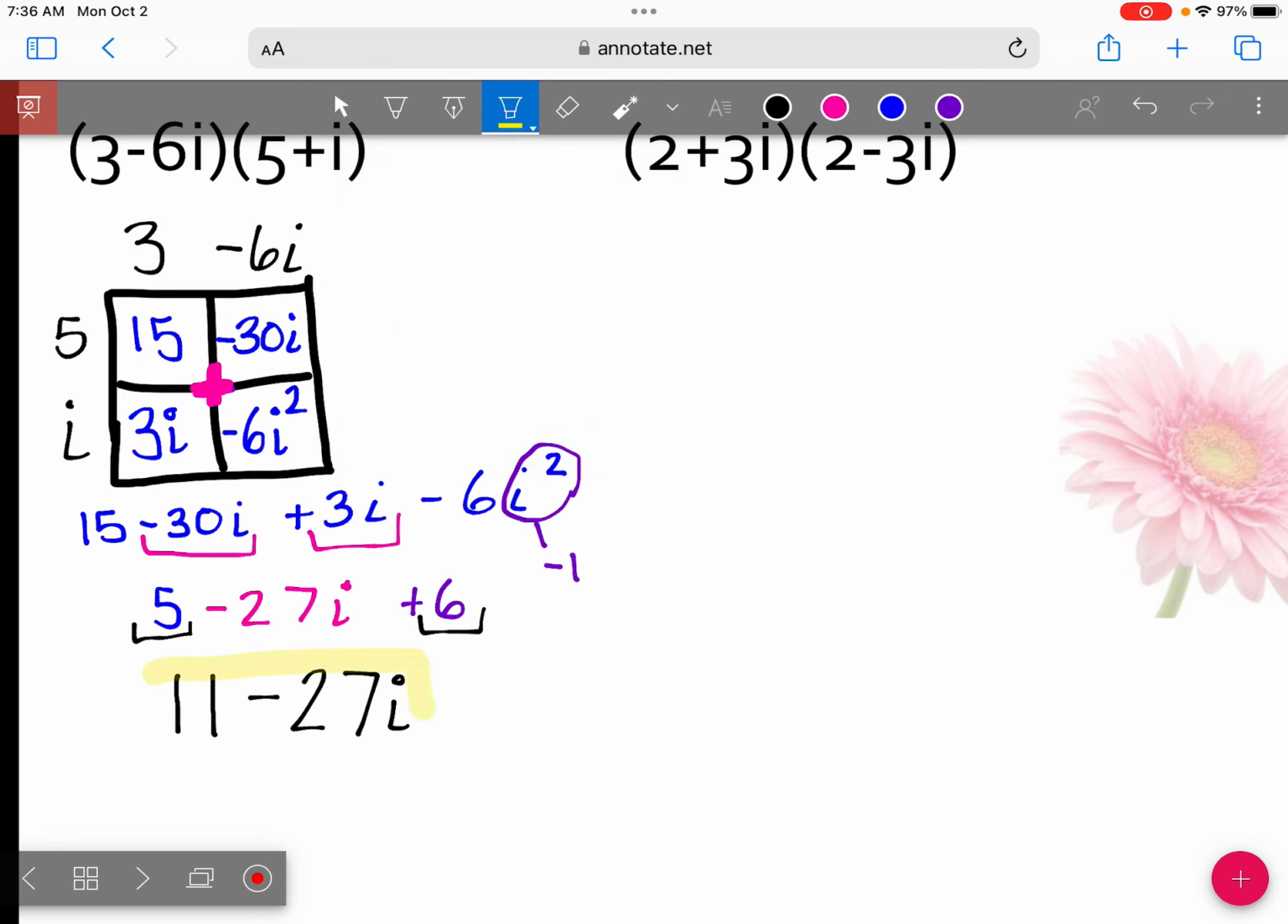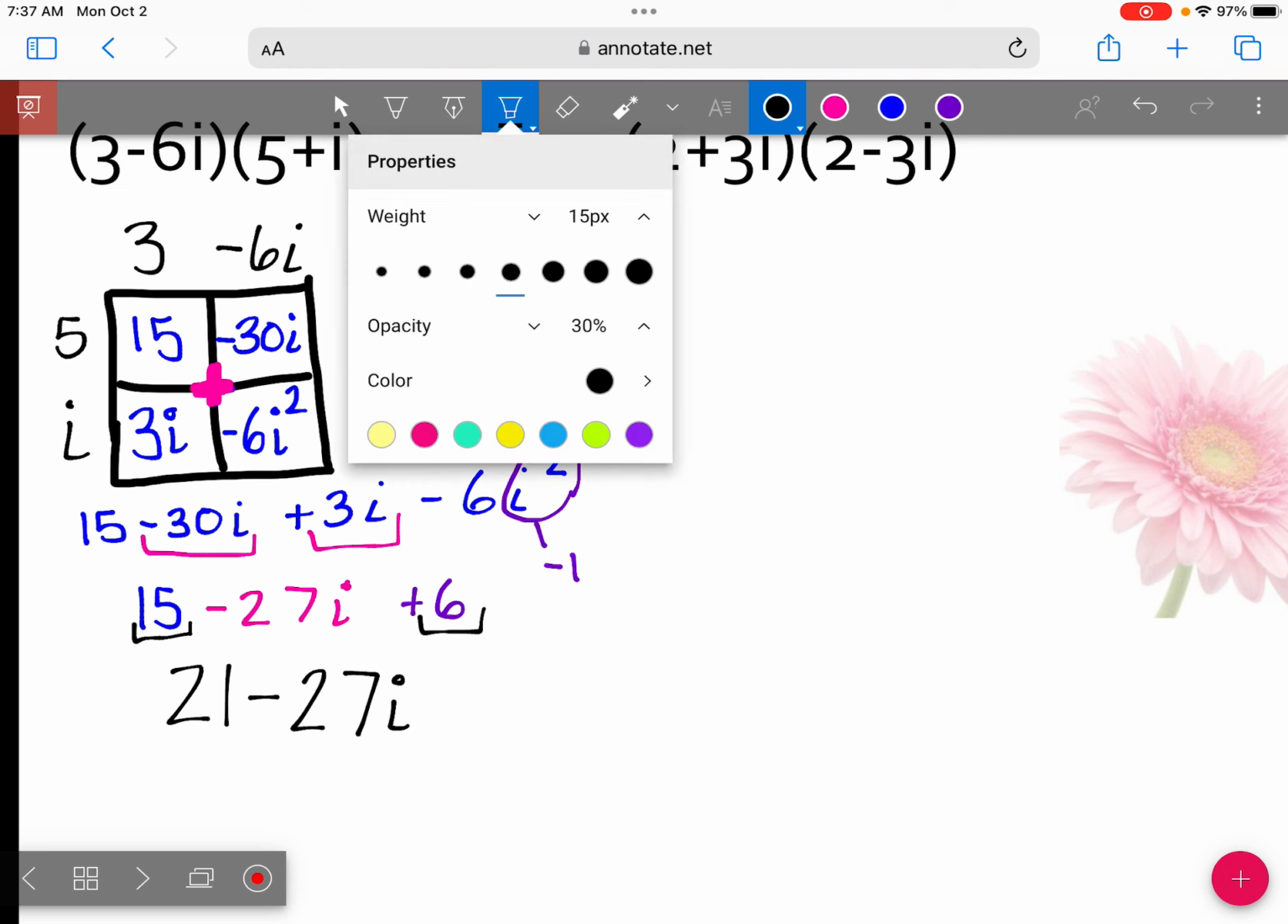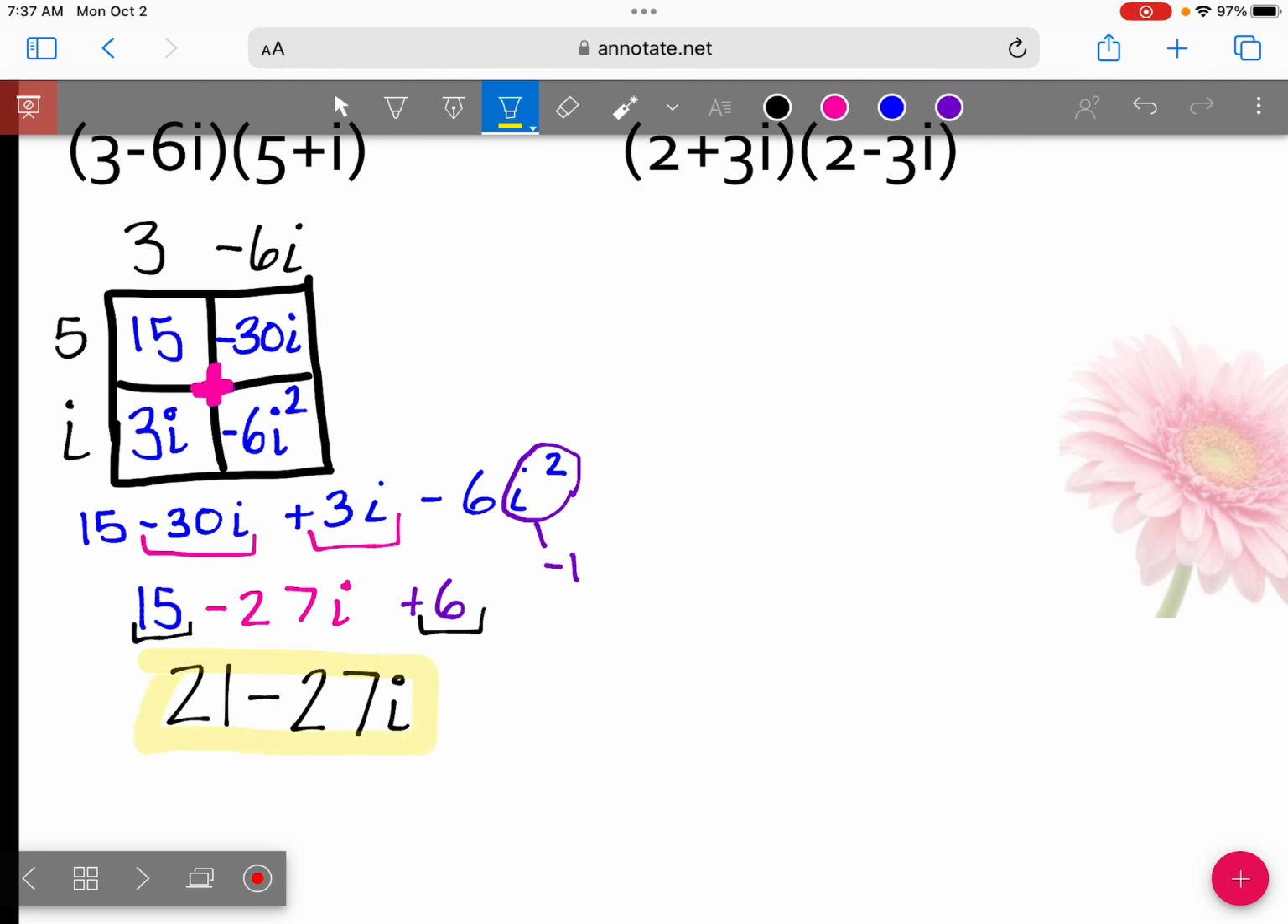Yes, dear. Oh, you're right. That should have been 15. That is a mistake. That is 15. So it should be 15 plus 6. So what should it be instead of the 11? 21. That's what happens when I have my iPad scrolled in too far. It cut off that one.